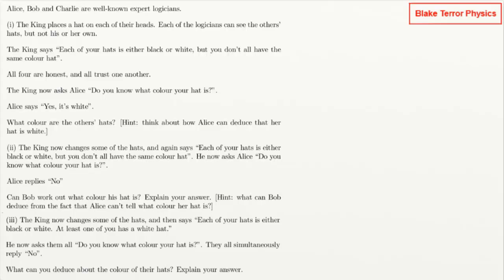The king says each of your hats is either black or white. You don't have all the same colour hat. All four are honest. They all trust each other. King now asks Alice, do you know what colour your hat is? Alice says, yes, it's white. What colour are the other hats?